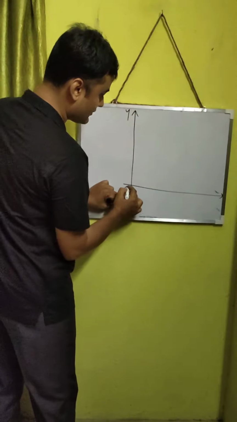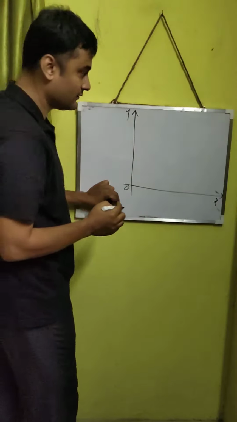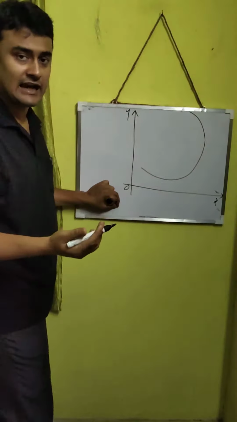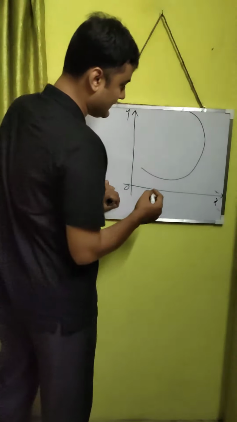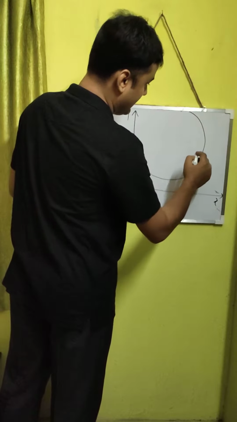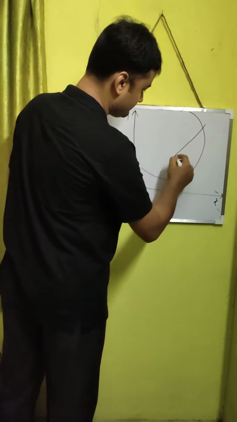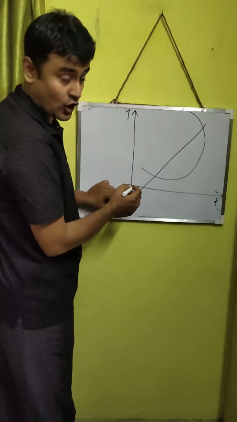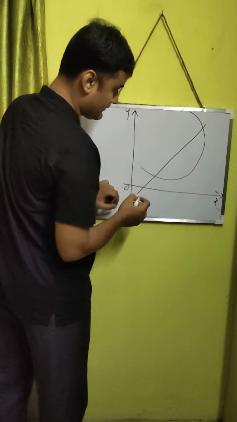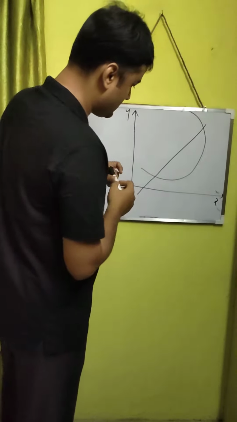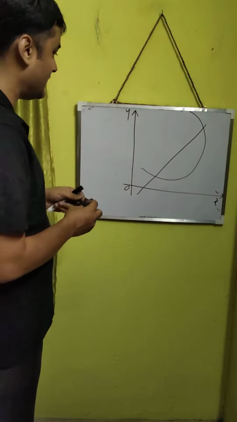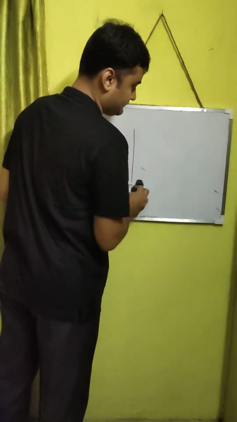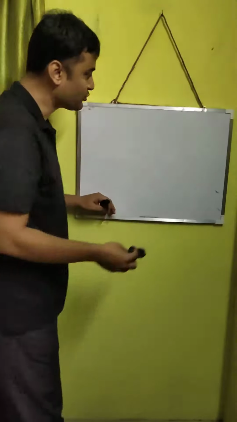These are the coordinate axes O, X. Okay, this is any arbitrary curve y equal to f(x), and this is a chord. Okay, let us improve the figure a little bit.